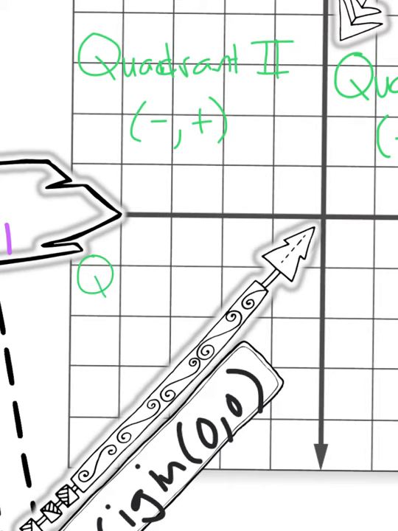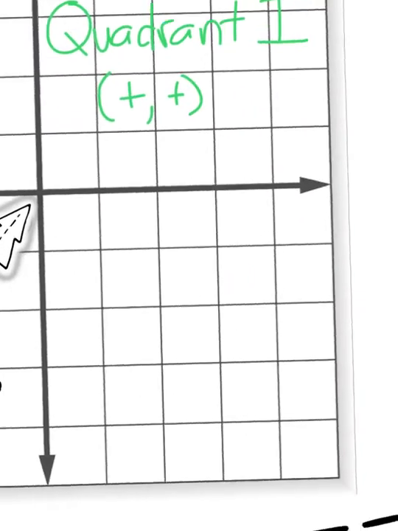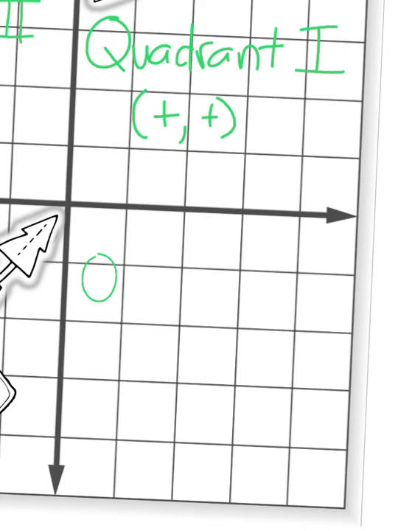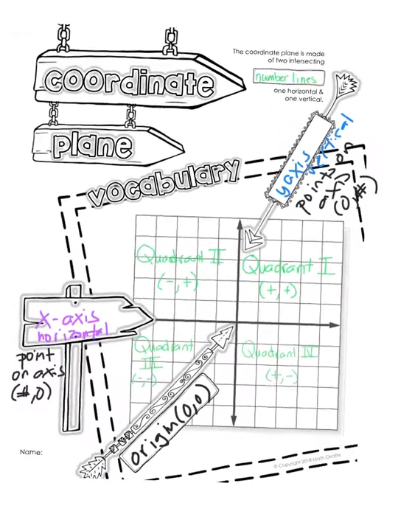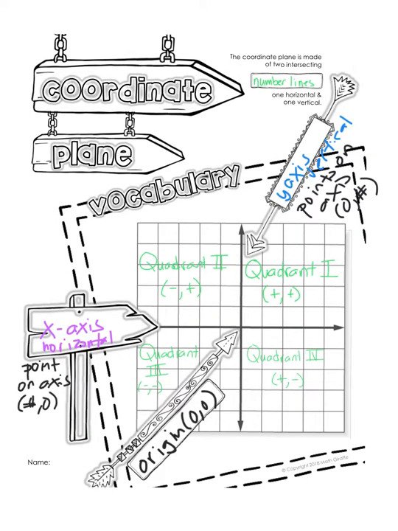Quadrant 3 is down here in the corner. And these values are always going to be negative, negative. And then our last one is quadrant 4. And these ordered pairs are going to be positive and negative. All right? So those are the main parts of our coordinate plane.